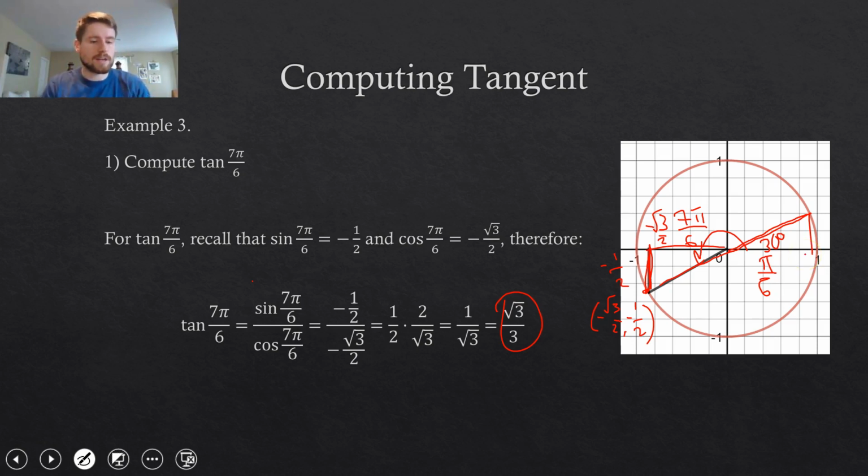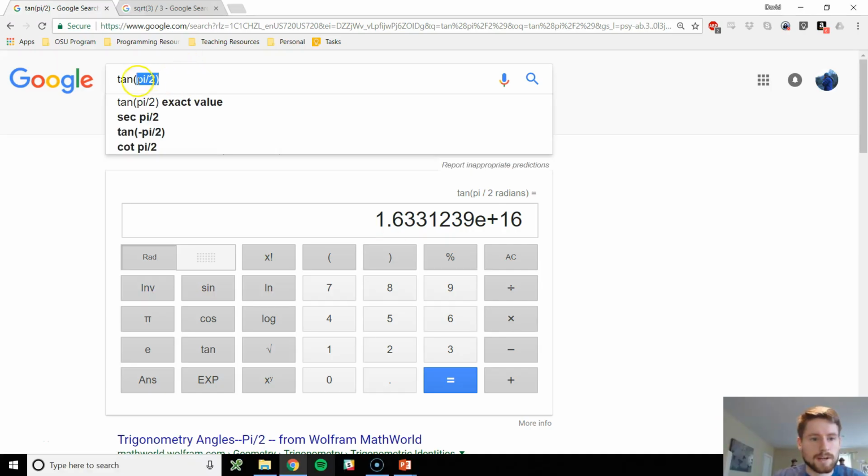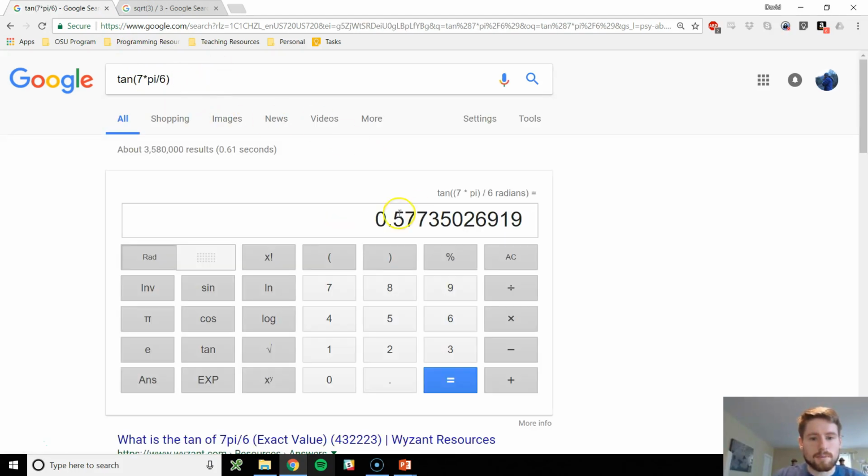And again, let's verify this with the calculator. So let's go ahead and compute tangent of 7 pi over 6. 7 times pi divided by 6. And that's 0.577. We already know what that is. That's square root of 3 over 3.